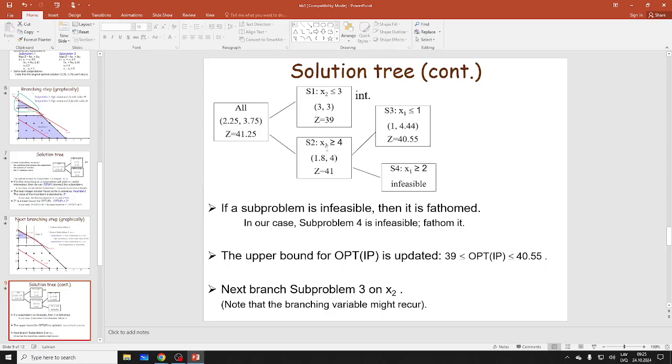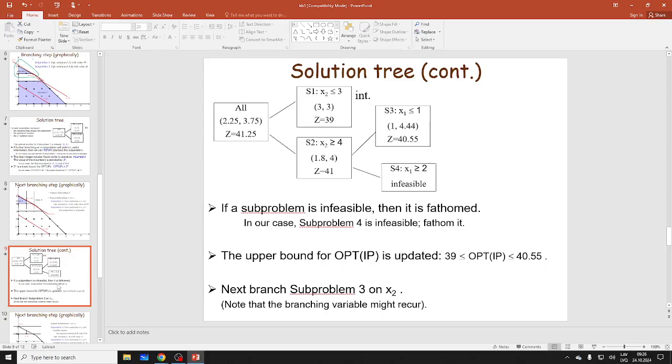And what's interesting is that we are branching again on the same value. So it's completely possible in this branch and bound approach that we keep going back and forth because we only have 2 variables. But we could branch again on a value we already branched on before. That's normal, right? The branching variable might recur. So in this case, it is x2. Again, an important point.